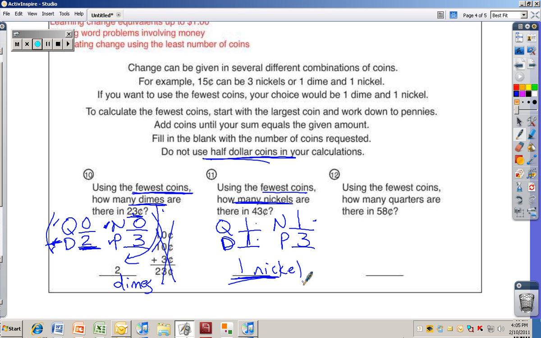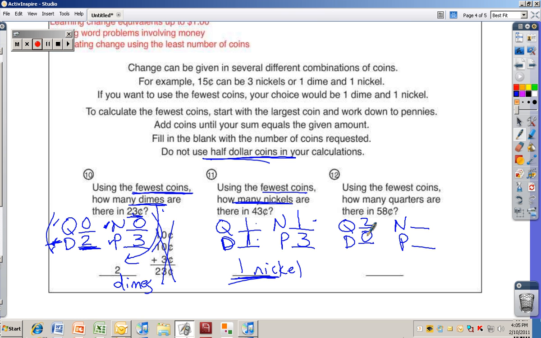Last one, using the fewest coins. Using the fewest coins, QDNP. Make sure you write that first. How many quarters are there in 58 cents? So how many quarters can I fit into 58? Well, 2 makes 50. Now I go to dimes next. How many dimes can I put in? If I put 1 dime in, it's going to go to 60 cents. That's too high. So no dimes.